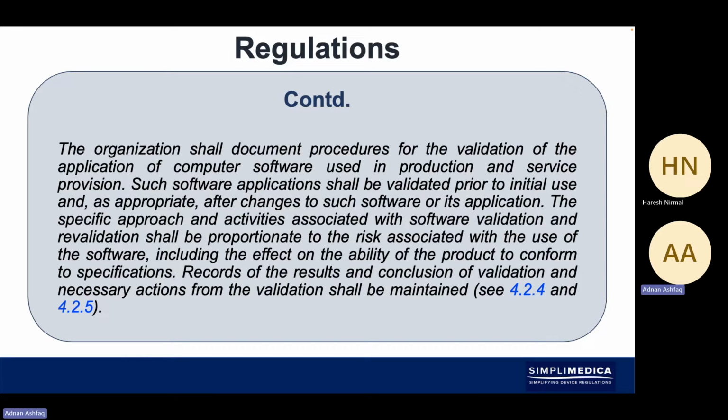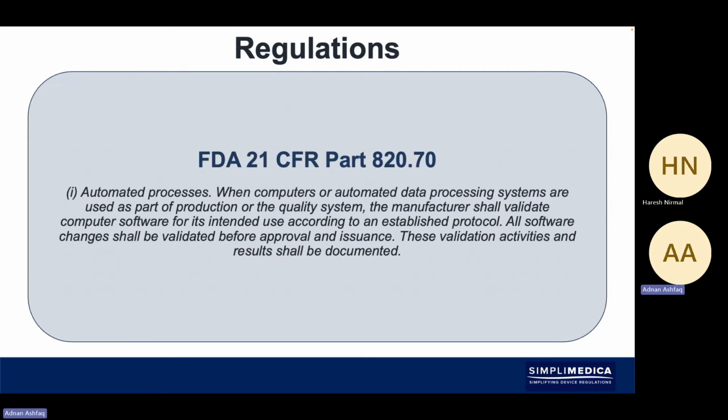Such software applications shall be validated prior to initial use and, as appropriate, after changes to such software or its application. The specific approach and activities associated with the software validation and revalidation shall be proportionate to the risk associated with the use of the software, including the effect on the ability of the product to conform to specifications. Now, this is so important because there's nowhere in ISO 13485 that tells us how to conform to this requirement. What specific guidelines should we be using in order to meet this requirement for software validation? So we'll come on to that. We'll come on to some of the practices.